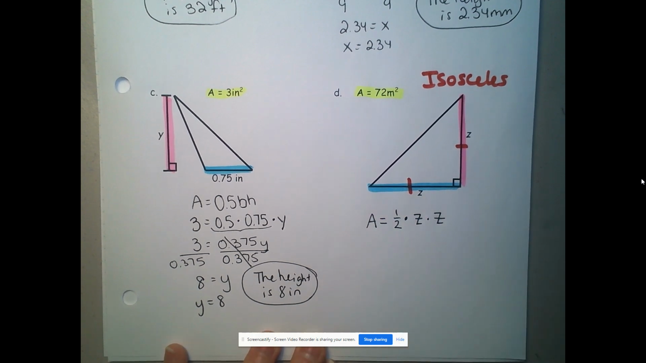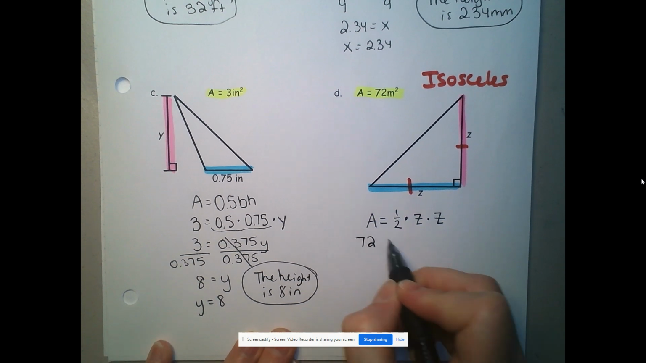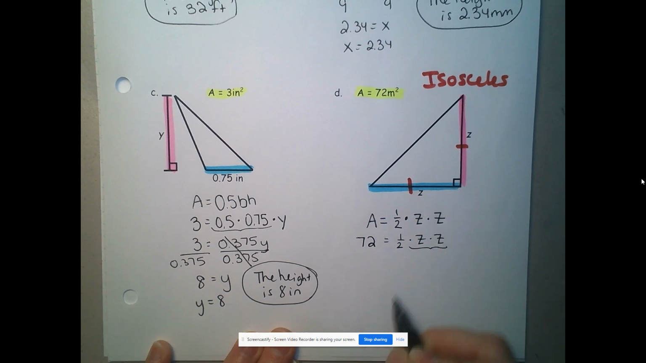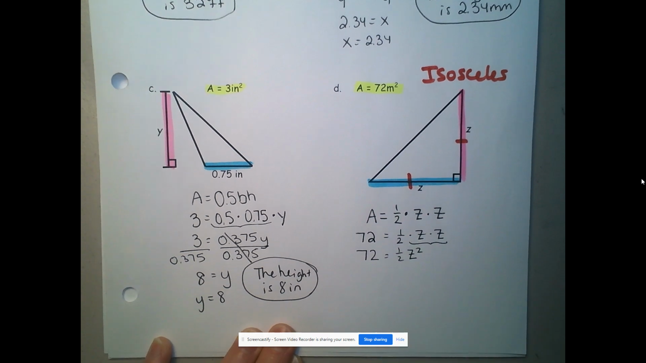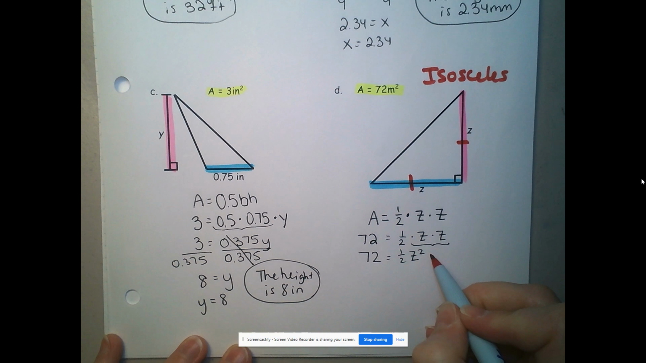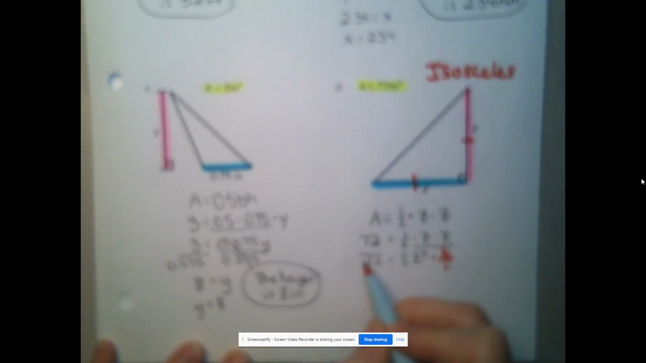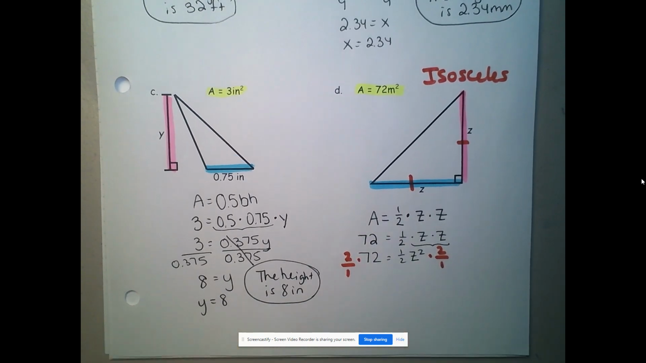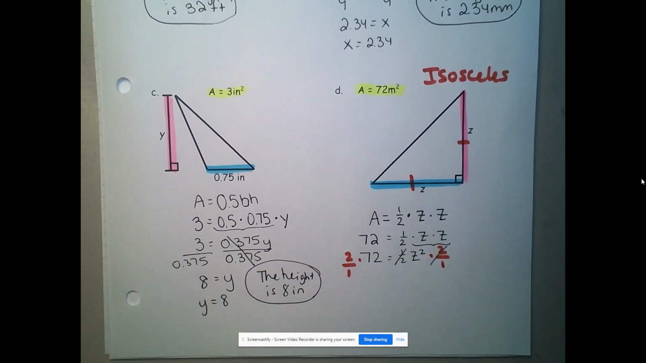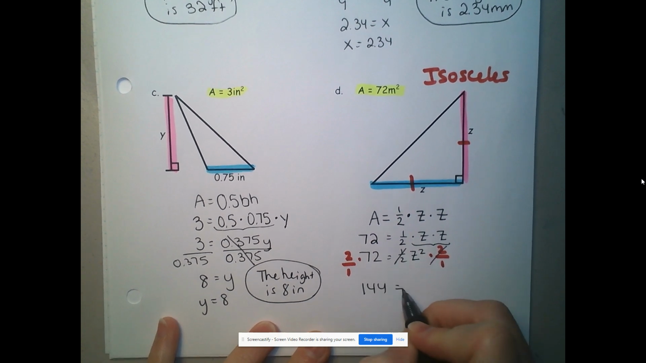And so it's like, okay, well, what do I do to simplify that? There's not even anything to multiply, right? 72 equals 1/2 times Z times Z. Well, the Z times Z could be written as Z squared. And you're like, great, that still doesn't really get me anywhere. How do I get rid of that 1/2? I'm going to multiply this side by the reciprocal 2 over 1 and multiply this side by the reciprocal 2 over 1 so I can get rid of that 1/2. So 72 times 2 is 144 equals, the only thing I have remaining here is the Z squared.